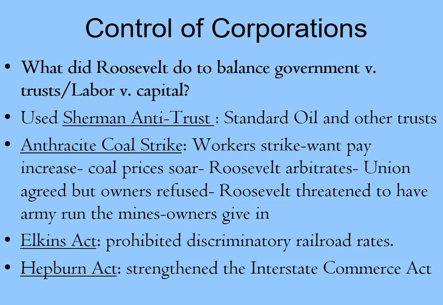And then we have the Elkins Act and the Hepburn Act, which were very similar. The Elkins Act is just going to further prohibit discriminatory railroad rates, and the Hepburn Act is going to strengthen the Interstate Commerce Act, which again regulates trade and regulates those railroad rates to make sure they're not ripping off the people.